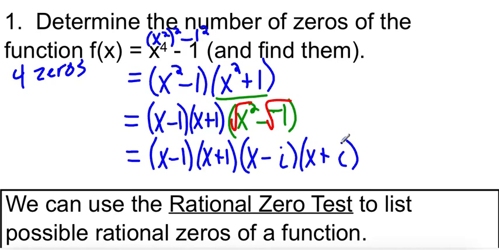So remember we said there were 4 zeros and 4 factors. Here they are. These are 4 linear factors. It's just a couple of them have some complex numbers in them. If you set each one of those equal to 0, your zeros are 1, negative 1, i, and negative i. So just like the fundamental theorem of algebra said, we have 4 zeros. Just a couple of them are complex.